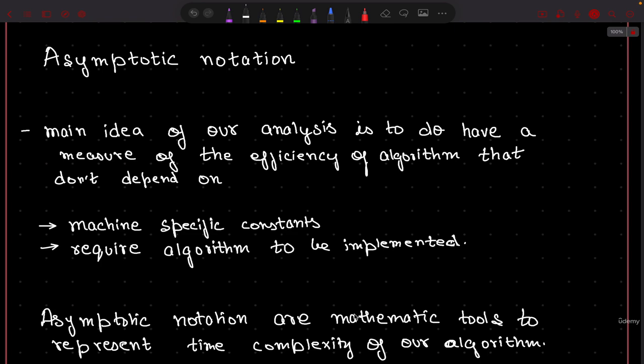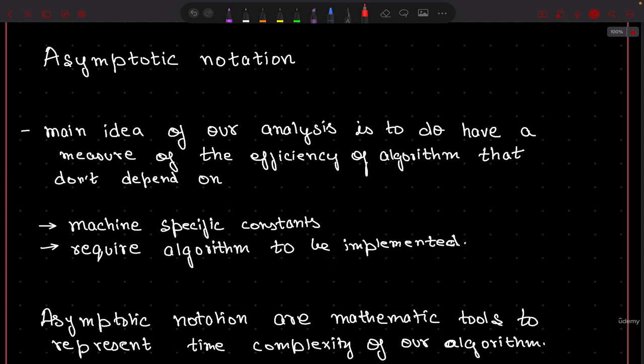So in this video, we are going to continue our discussion on complexity analysis and understand about asymptotic analysis and notation. So let's get started. Now the main idea of asymptotic notation or analysis is that I want to measure the efficiency of my algorithm, and I want to make sure that it doesn't depend on machine specific constraints or constants, and it doesn't require an algorithm to be implemented.